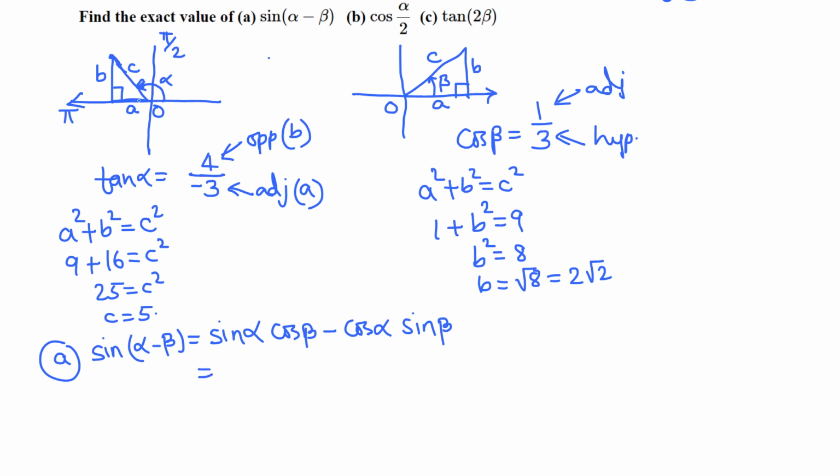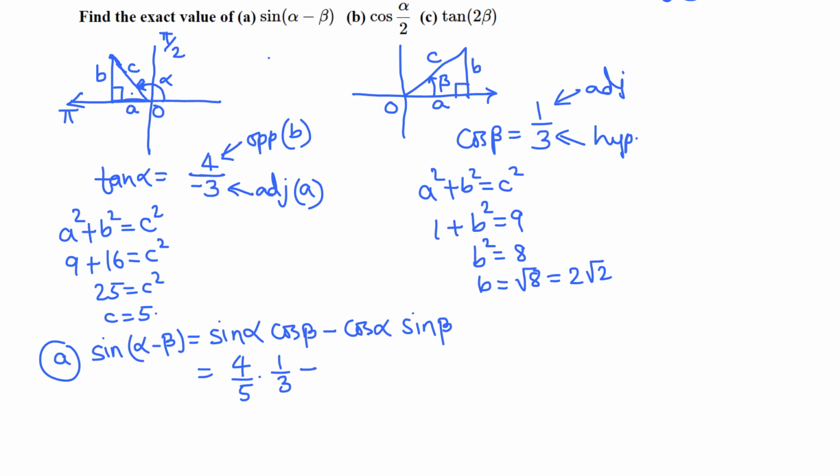Okay, sine alpha, look at this triangle, opposite over hypotenuse, B over C. Opposite is 4, hypotenuse is 5. So this is 4 over 5 times cosine beta. Cosine beta is in fact 1 over 3.